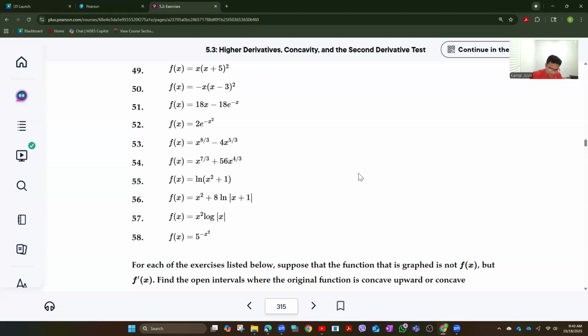All right, I was on number 51 in my previous video, so I'm going to continue with that. Quickly, I'll find the derivative here. The first derivative will be 18 plus 18 e to the minus x, because the derivative of e to the minus x will be minus e to the minus x, by chain rule. So you get that, and that again is never going to be equal to 0 for any x. You can directly see that.